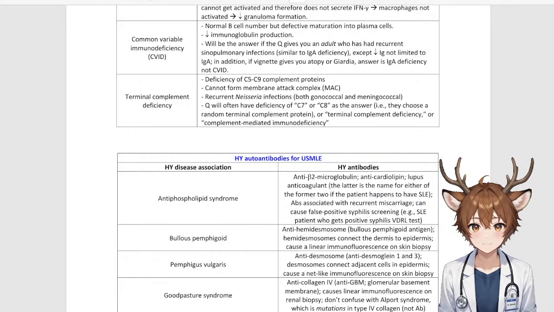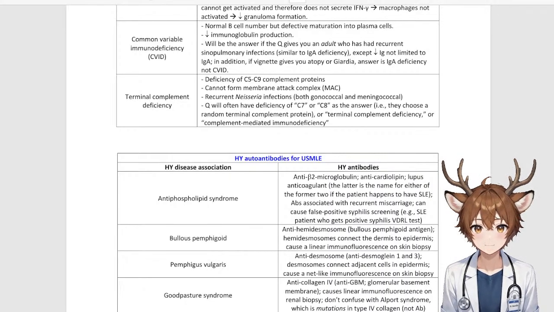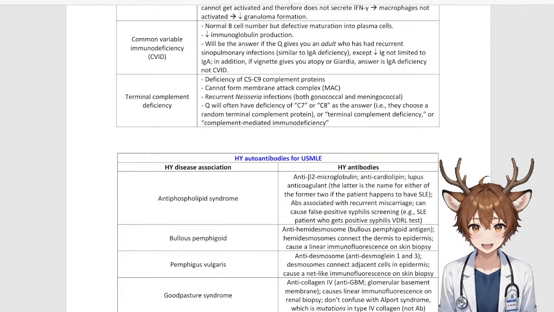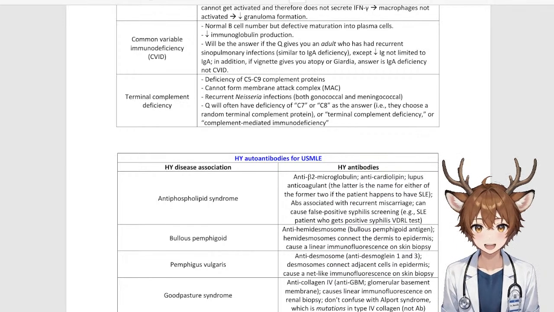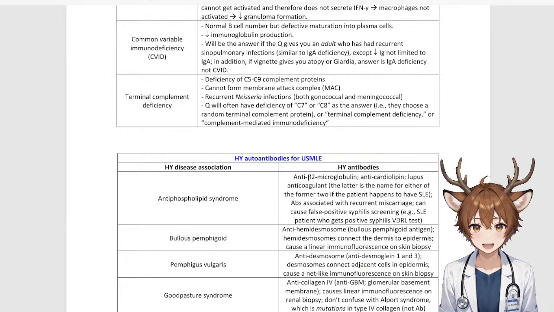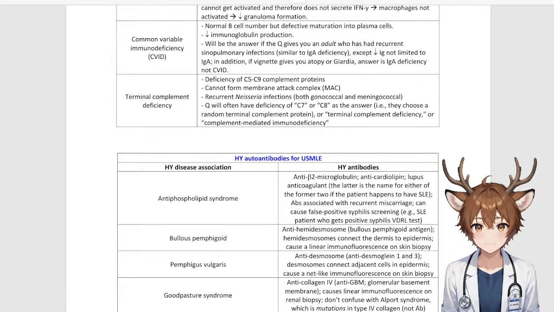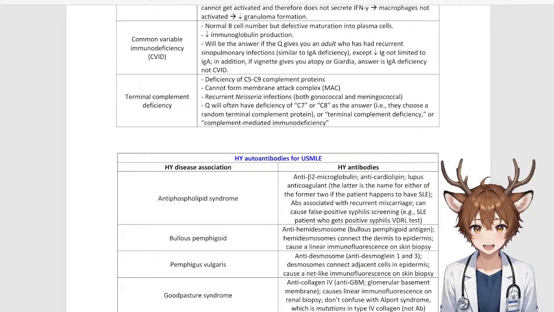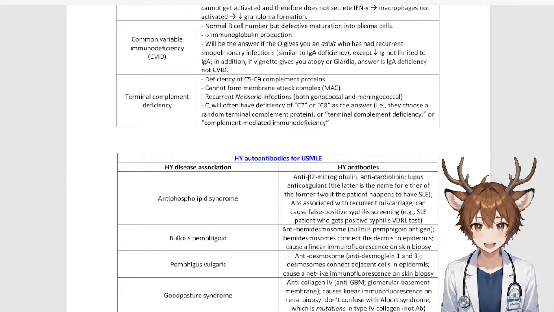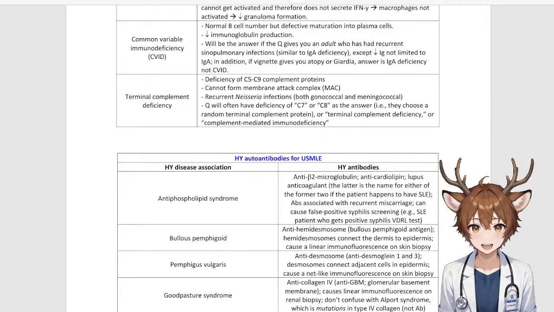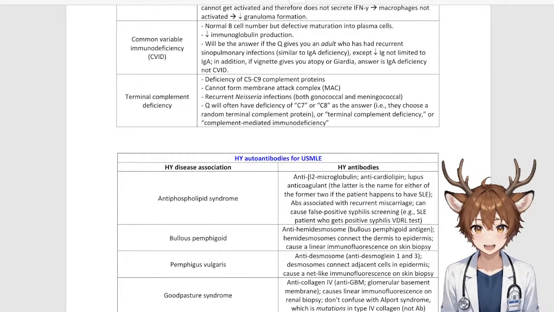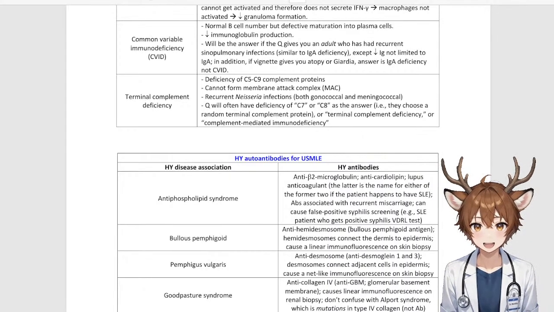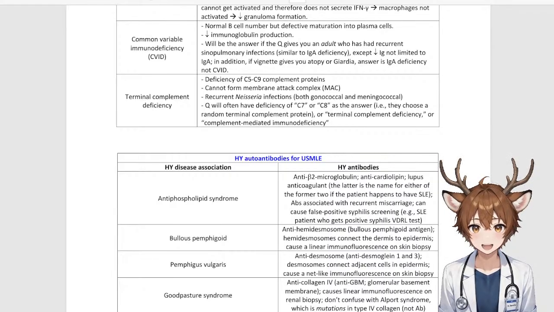Okay. Terminal complement deficiency. Deficiency of the C5 through C9 complement proteins, which cannot form the membrane attack complex, MAC. Recurrent Neisseria infections, both gonococcal, so Neisseria gonorrhoeae, and meningococcal, i.e. Neisseria meningitidis, I believe? Yeah. Question will often have deficiency of C7 or C8 as the answer. That is to say, they choose a random terminal complement protein, or terminal complement deficiency, or complement-mediated immunodeficiency.